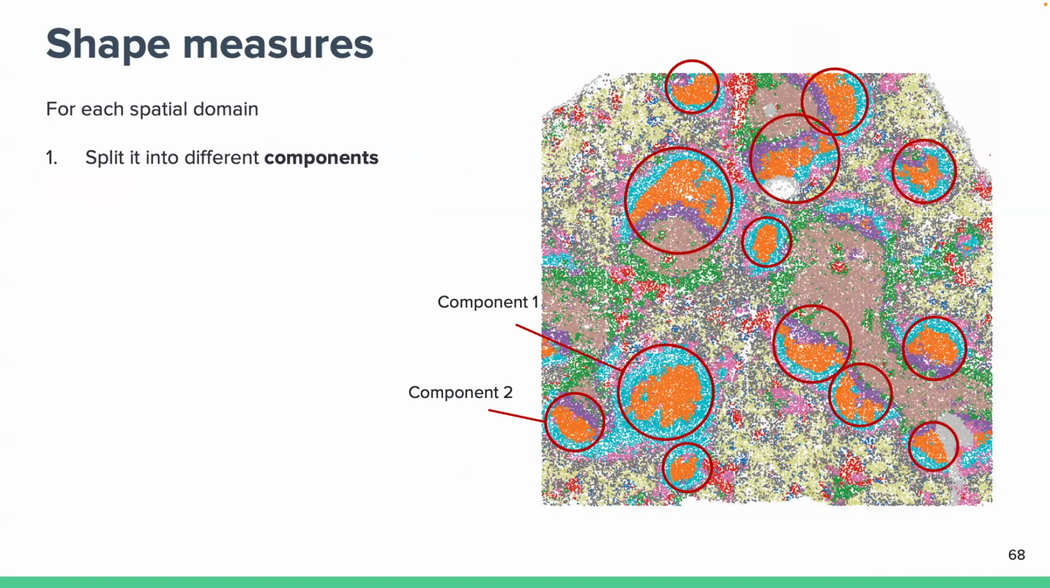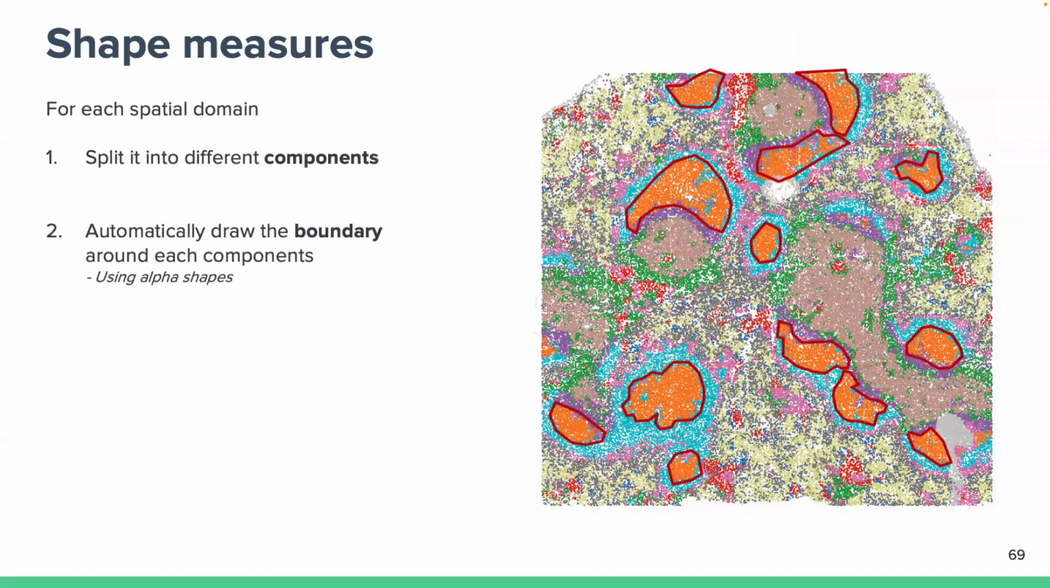This is to go into more detail. What we do initially is that for every domain, we split it into different components. The reason we call them components is because we simply find the connected components of that specific domain in the graph. After that, we automatically draw the boundaries of these components using a concept called alpha shapes. And then we compute the shape metrics for every component so that we can then compare.